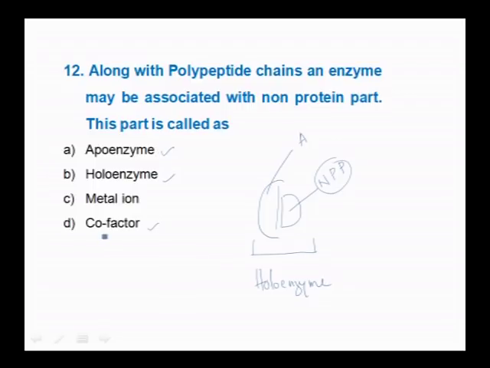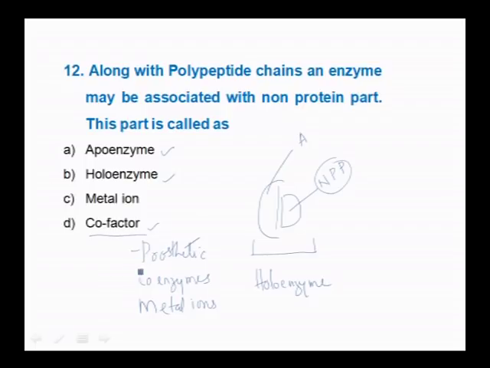Now cofactors are having three separate types. They can be classified into prosthetic group, or they can be classified into coenzymes, and the third component is metal ions.